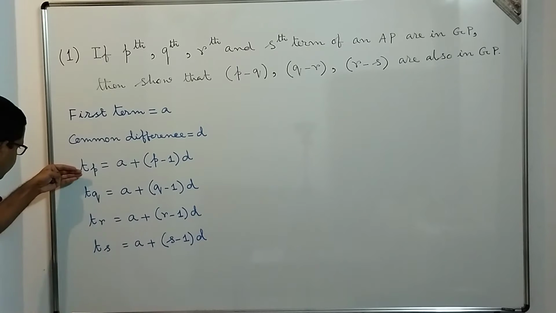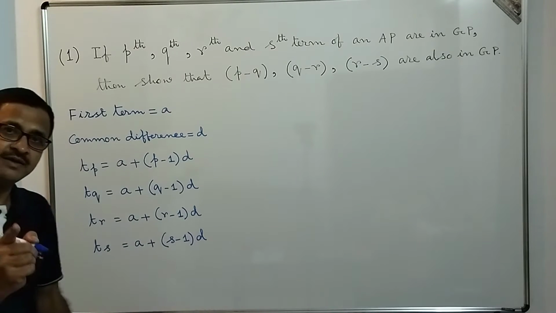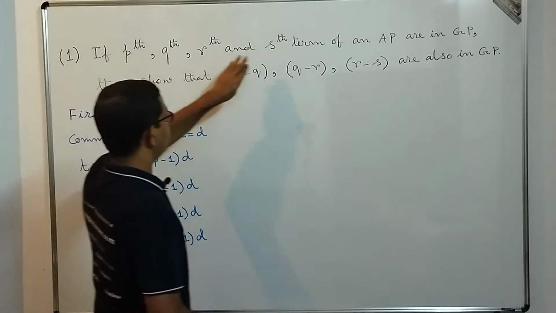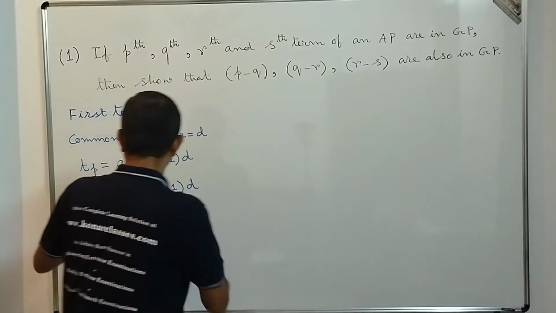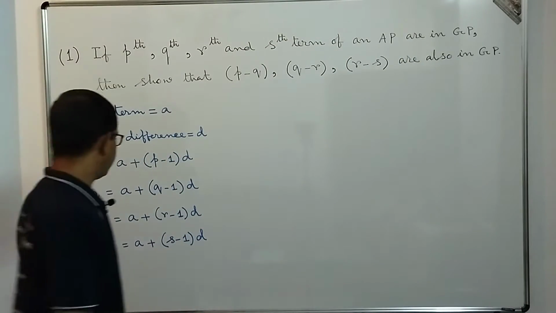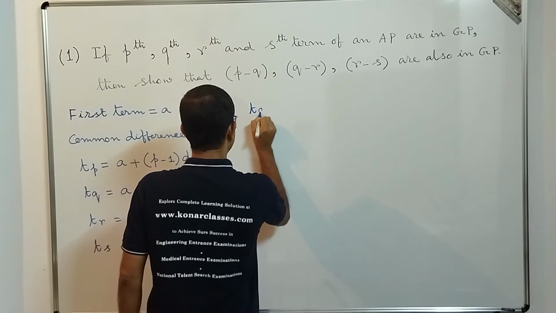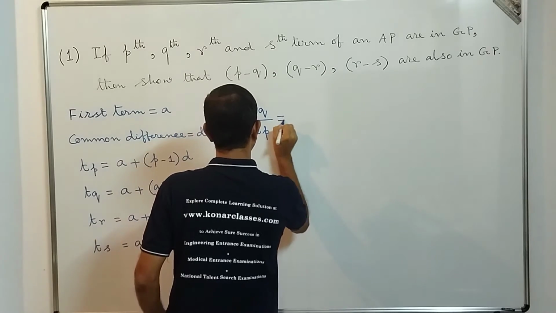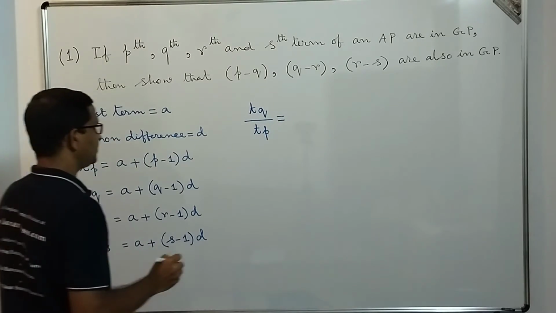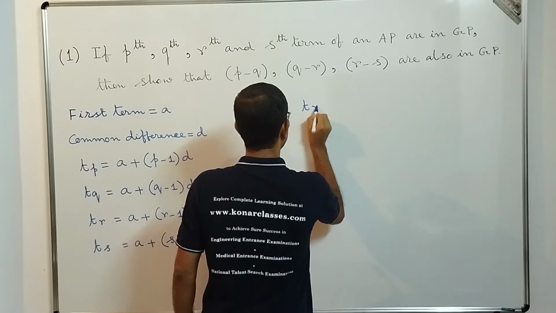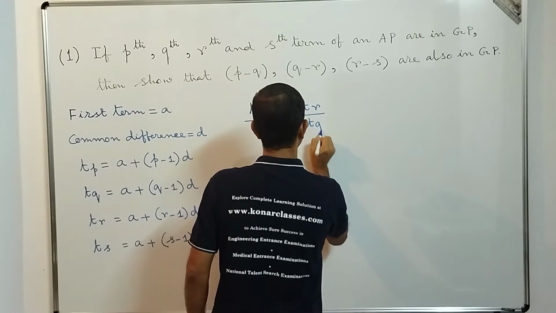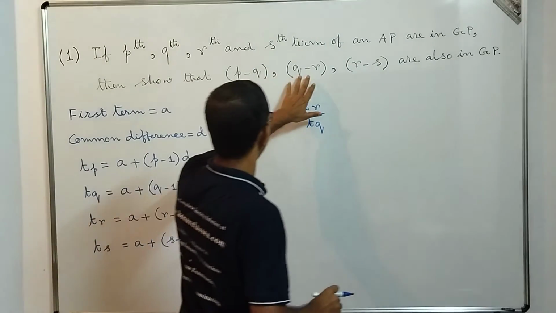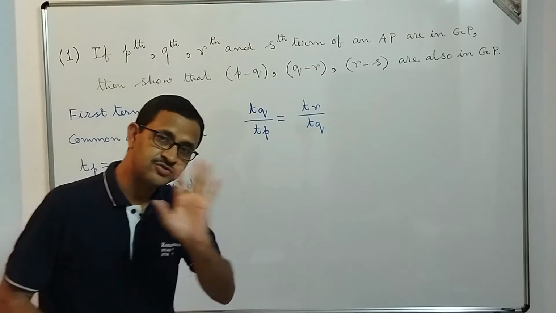According to the question, the TP, TQ, TR and TS are in geometric progression. The pth, qth, rth and sth term of an AP are in GP. So this means these are in geometric progression. What does it mean? It means that TQ divided by TP is equal to TR divided by TQ. Now what we need to prove? We need to prove that P minus Q, Q minus R, R minus S are also in GP.